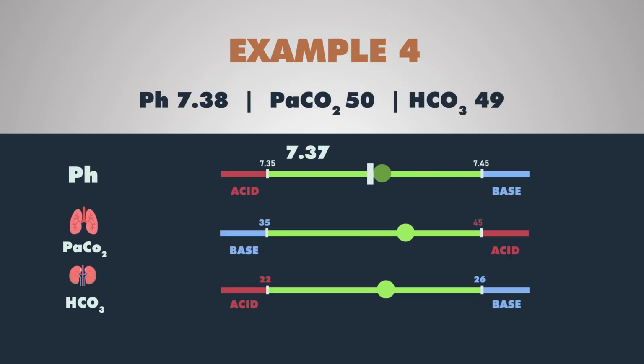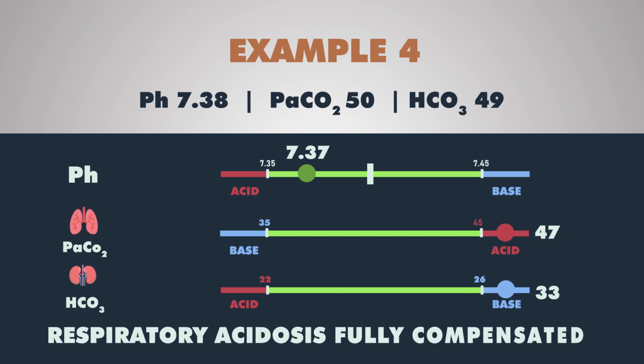Since the pH is leaning more toward the acidic side and the CO2 is in acidosis, we can assume that the body was acidic and compensated to bring back the normal pH range. Thus, we can conclude that this is respiratory acidosis and is fully compensated.